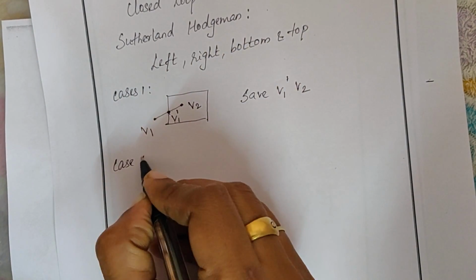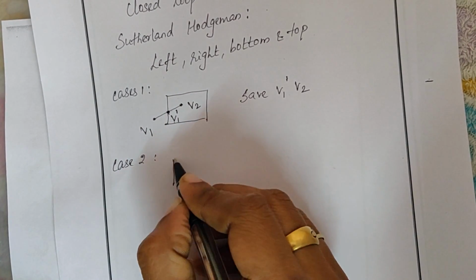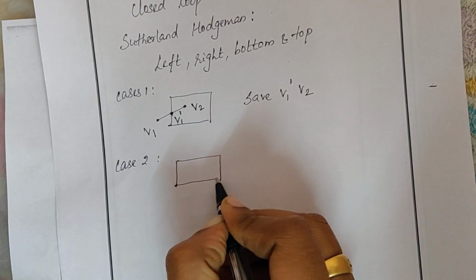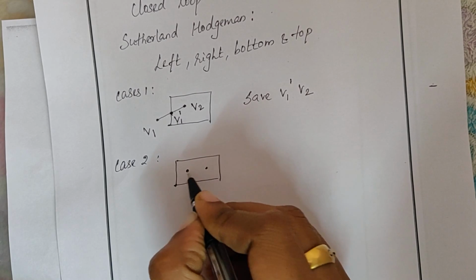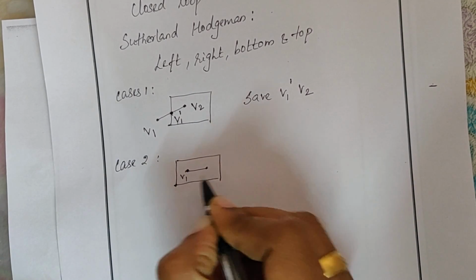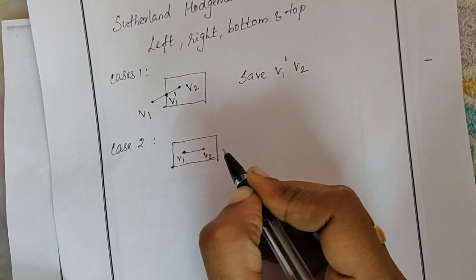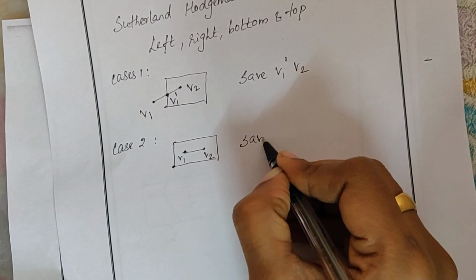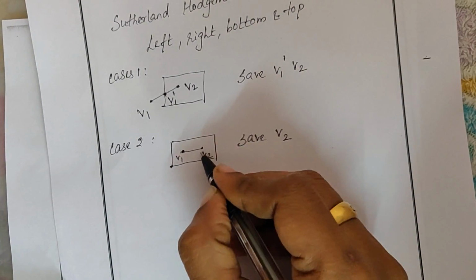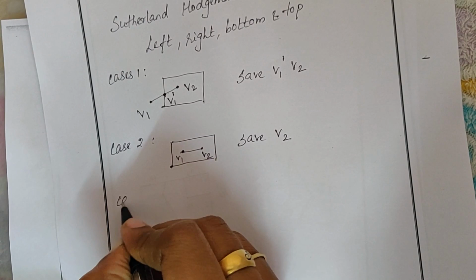Now case 2. I have a clipping window. Both the vertices are inside my clipping window. In this case, save the end vertex alone. End vertex is v2.